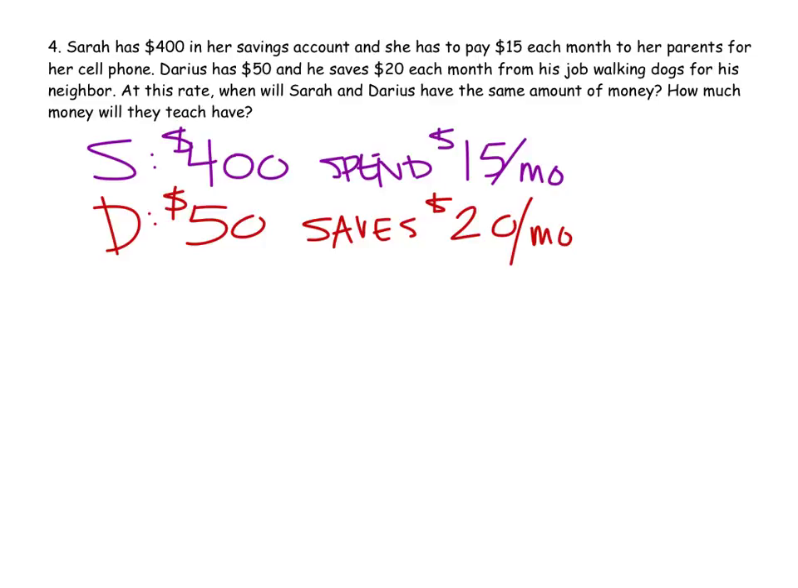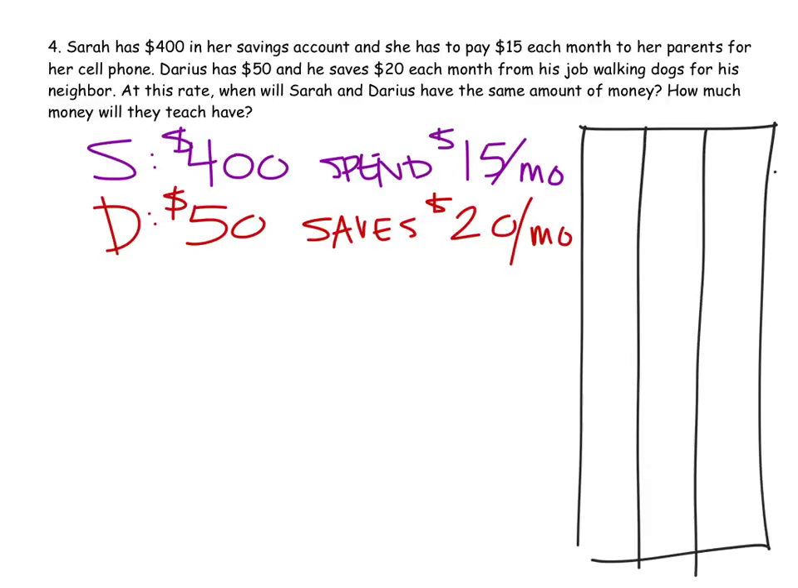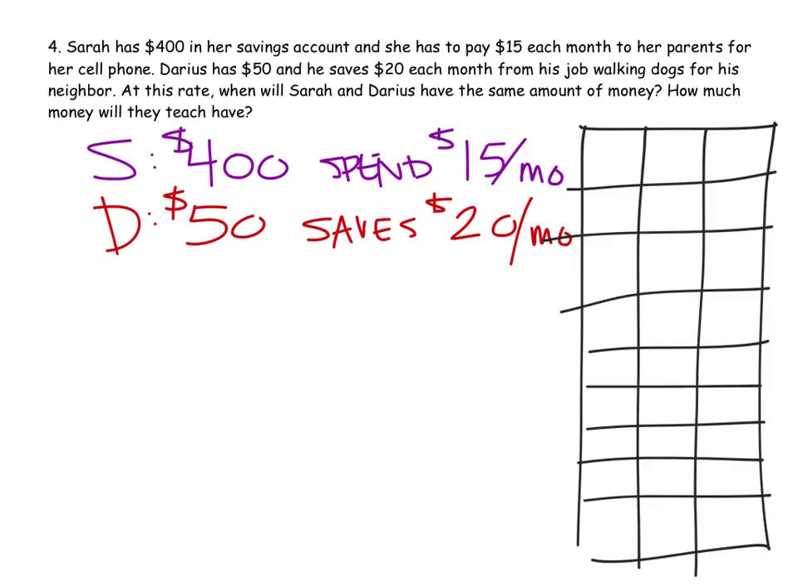Yes, I heard someone say that we can make a table. That is correct. Now this is going to be a little bit different than what you're used to. Why does it have 3 columns? Because we have 3 things that we must compare. We have the month, then Sarah's money, and then we have Darius' money.